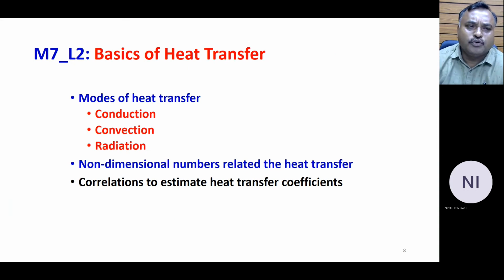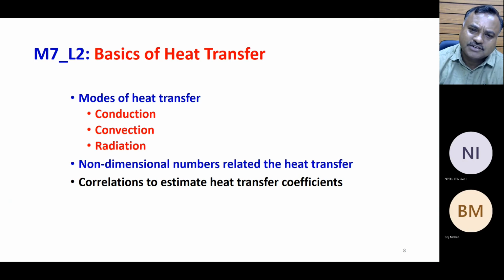Then in module 7, lecture 2, we have primarily discussed different modes of heat transfer like conduction, convection, and radiation. Also, we have studied the non-dimensional numbers related to heat transfer. And also we have solved a few numericals to estimate the heat transfer coefficient at different conditions. So these fundamentals are very, very important in order to design a solar thermal collector.